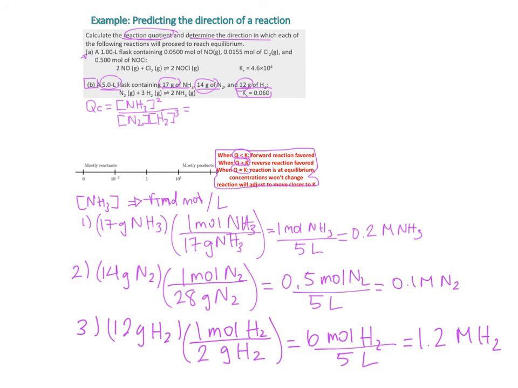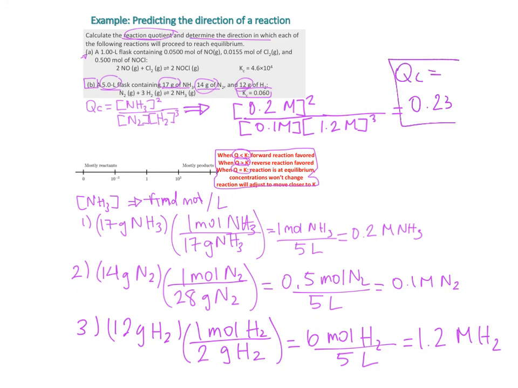So now we have the concentrations of all of these, and now we can go ahead and plug in to what we originally started off over here. So I'm going to write a little bit bigger, but basically it would be our 0.2 molar squared divided by our N2, which is 0.1 molar, multiplied by 1.2 molar cubed, and then you plug all this into your calculator. You should end up getting 0.23 as our QC. So this is what our QC equals right here.